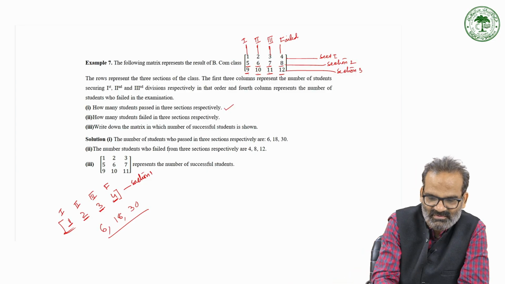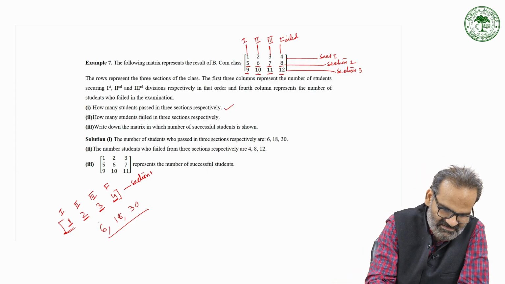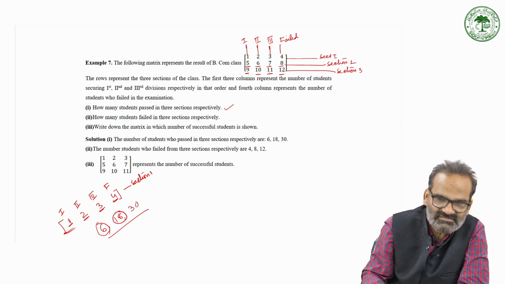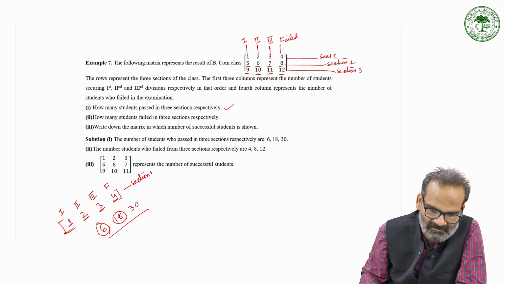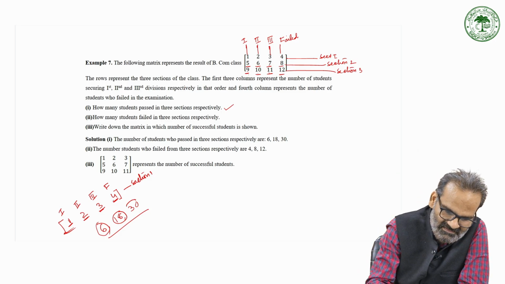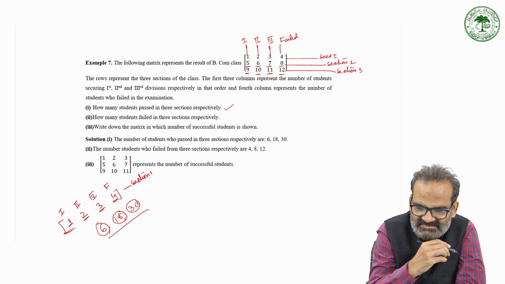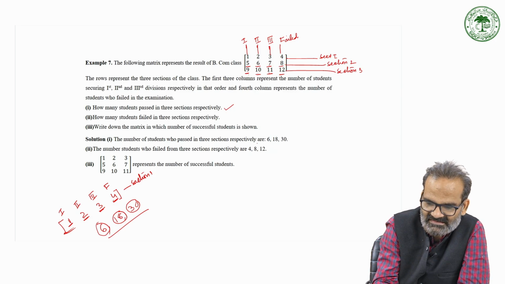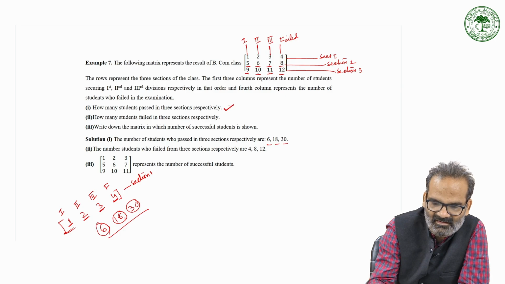The number of students who passed in 3 sections: there are 6 students who passed in section 1. There are 18 students who passed in section 2. There are 30 students who passed in section 3, right? So, the number of students who passed in 3 sections are 6, 18, and 30. So, we are done with part 1.